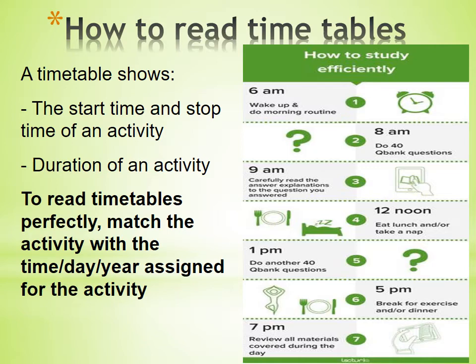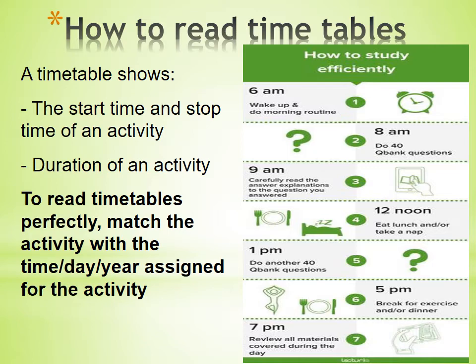Second thing, the timetable is going to show you the duration of an activity. For example, between the wake up time and the doing 40 QBank questions time, how many hours is that? 2 hours. So it means you have 2 hours to wake up and do your morning routine. So the timetable also helps you to check the duration of an activity. And just like the timetable for the train trip we checked previously, you'll be able to see the duration. You'll be able to plan your timing.